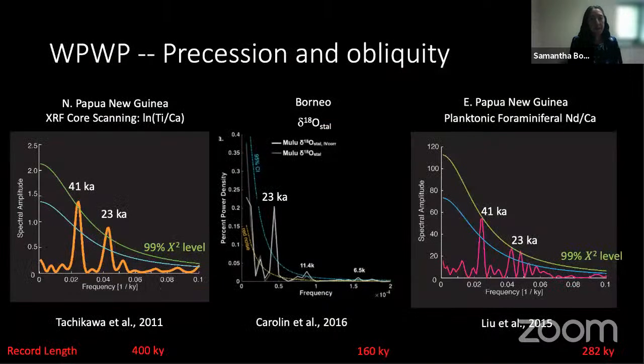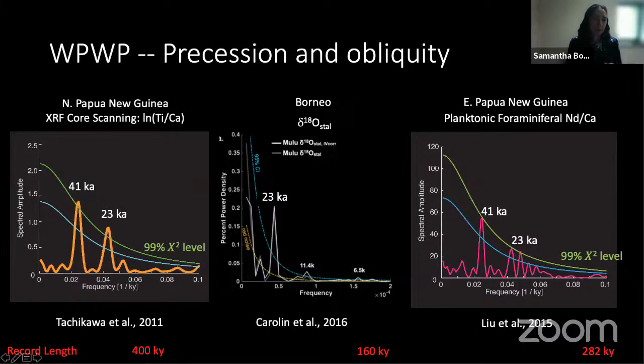All right, so we can look at the response to these different orbital parameters in the warm pool and try to figure out what the key drivers of rainfall here are. There's been lots of work in this region before. I'll just highlight 3 records from the heart of the warm pool region, 2 from Papua New Guinea, 1 from Borneo, 3 different proxies with different caveats for how they're reflecting changes in rainfall.